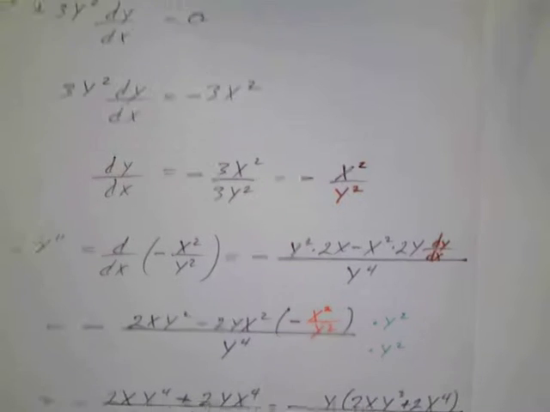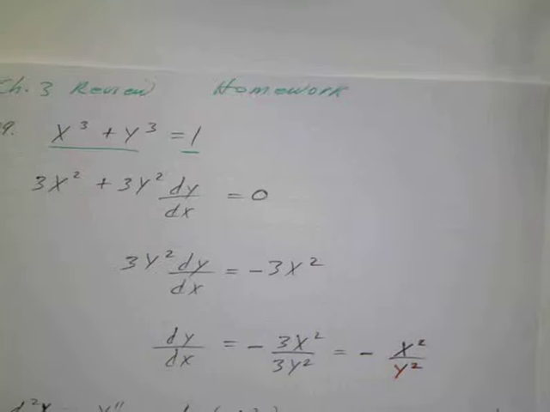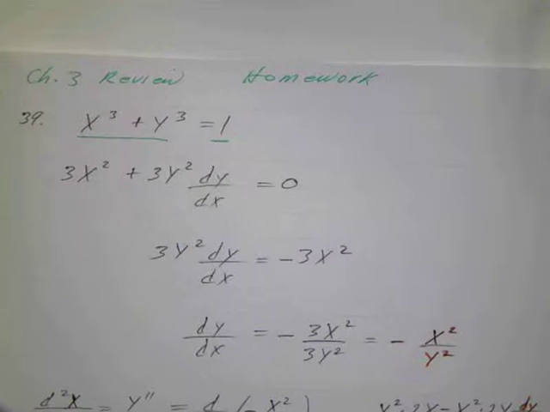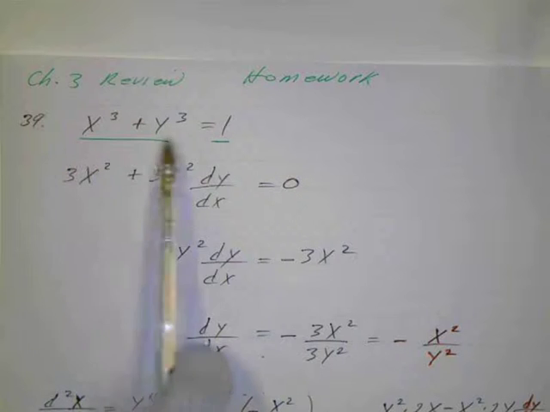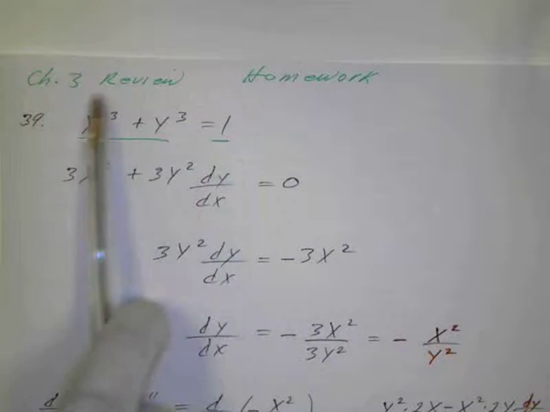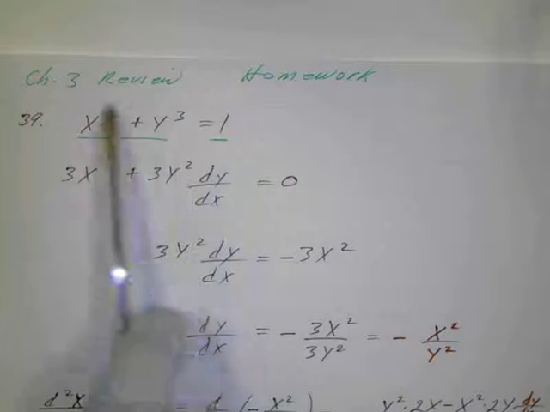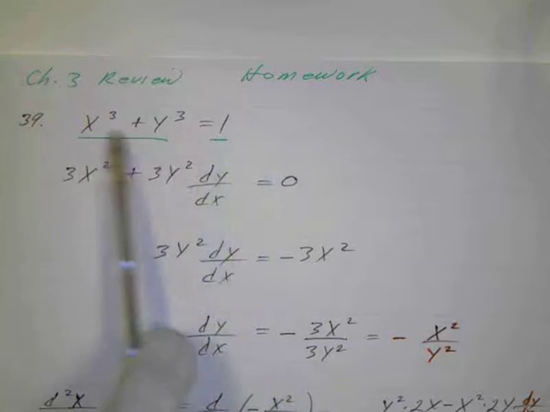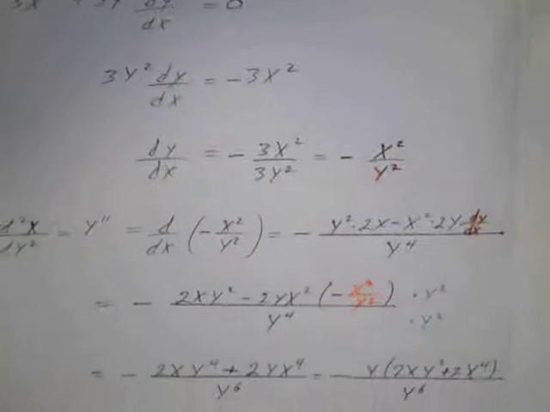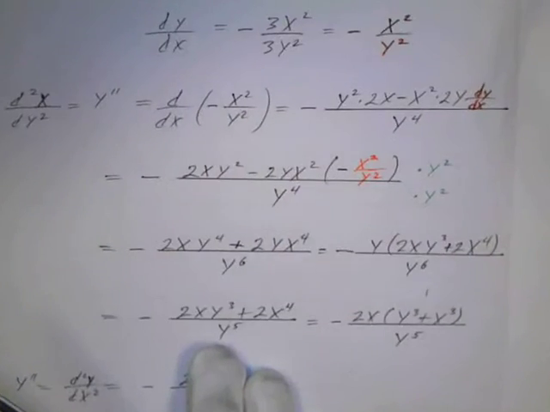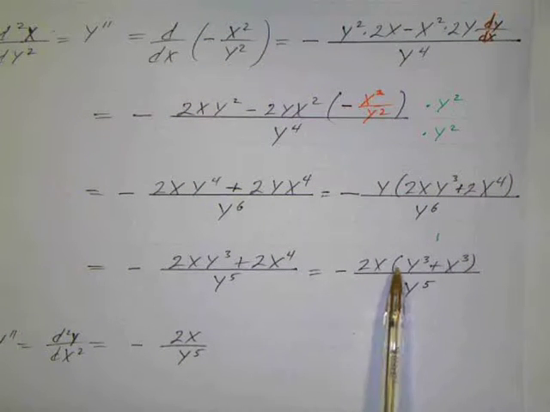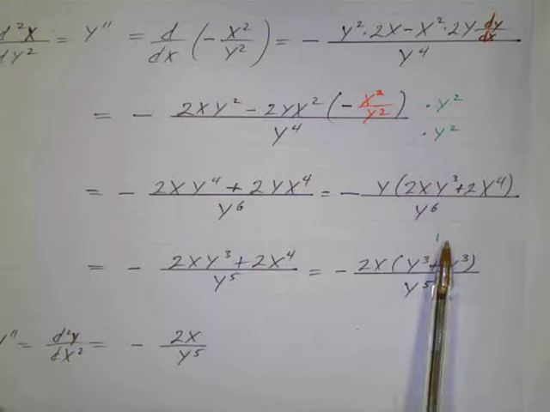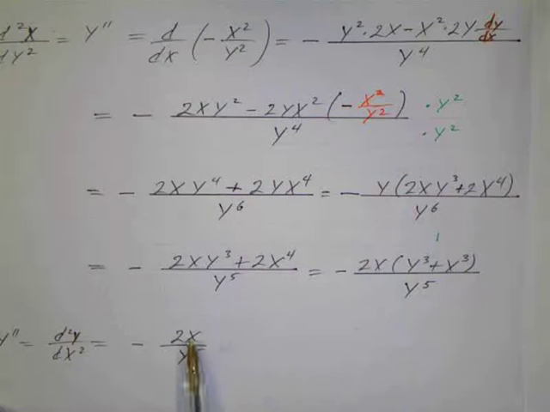We go all the way back to the top. Remember, right? As Mr. Spock said to Dr. McCoy at the end of Star Trek The Wrath of Khan, remember, remember, remember. That x cubed plus y cubed equals 1. So this is what we got over here, don't we? x cubed plus y cubed equals 1. So instead of writing this x cubed plus y cubed, I can write 1. And 1 times 2x is just 2x, so I've got 2x over y to the fifth. So that simplifies really nicely.